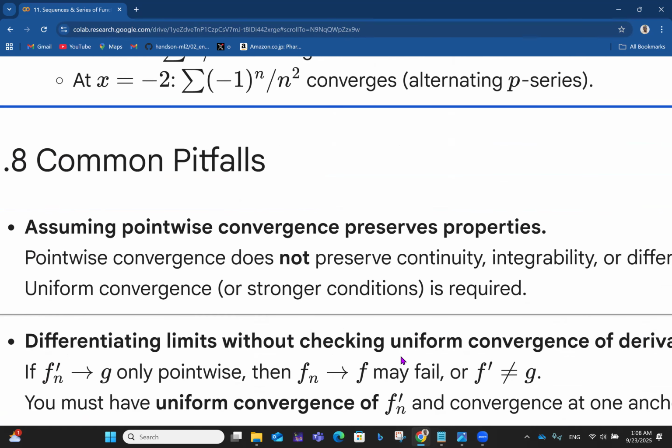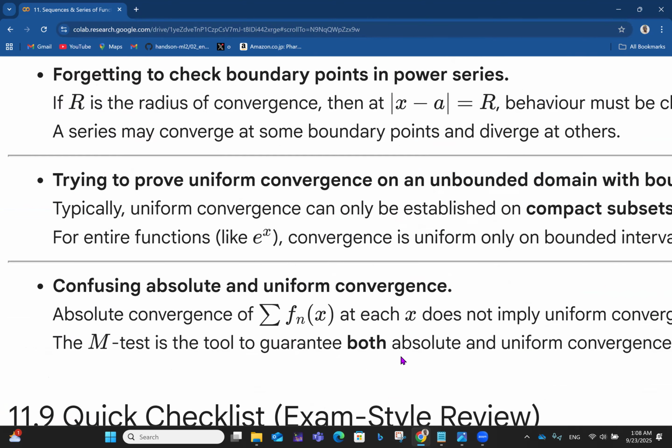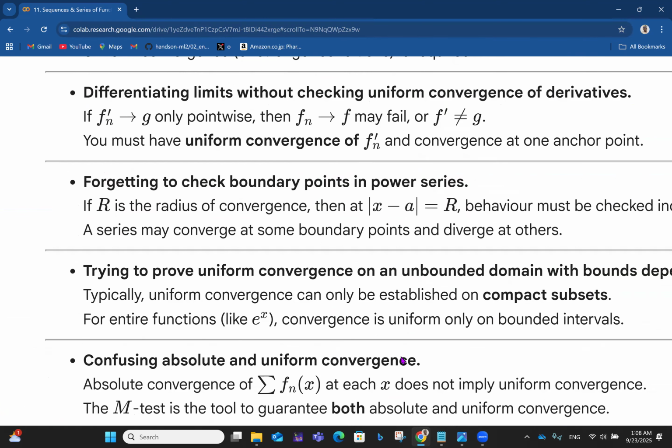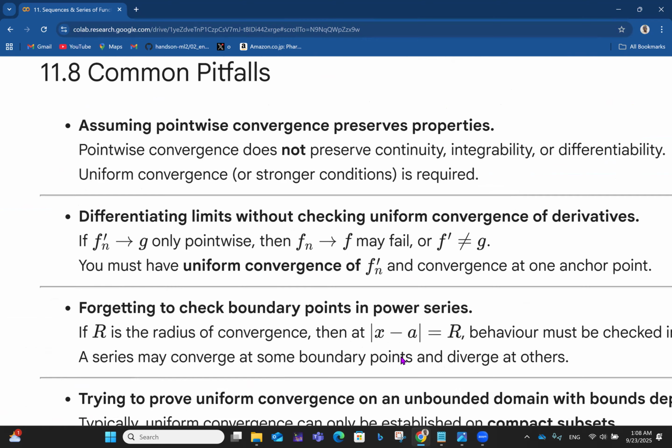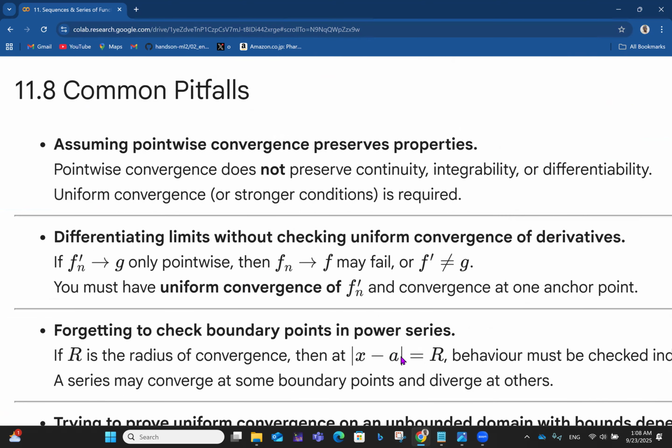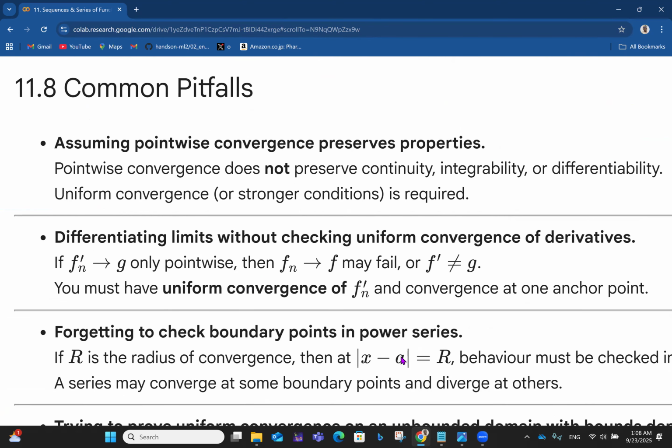So we have some common pitfalls in all these stories we've been looking at, which I'll just run over. Common pitfalls: assuming pointwise convergence preserves properties. Uniform convergence is what preserves properties, so assuming pointwise convergence preserves properties is wrong. Pointwise convergence does not preserve continuity, integrability, or differentiability. Uniform convergence or stronger conditions is required.